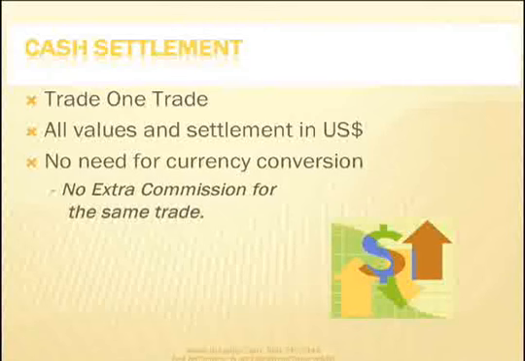All values are settled in U.S. dollars, and there's no need for currency conversion, and there's no extra commission for the same trade. Let me give you an example of what they're talking about there. I trade the European DAX market, and when I make money in the DAX market, I get paid in euros. Well, when I convert those euros to U.S. dollars, there's a fee that I pay in conversion.